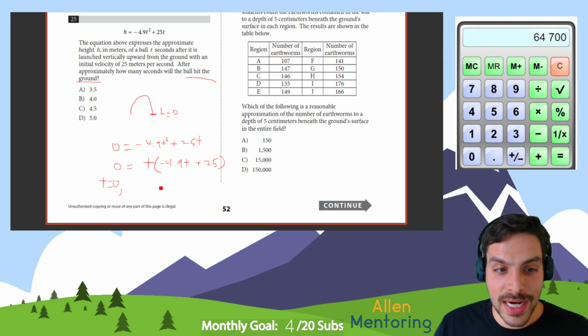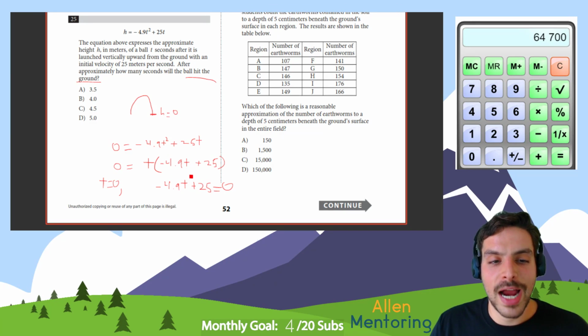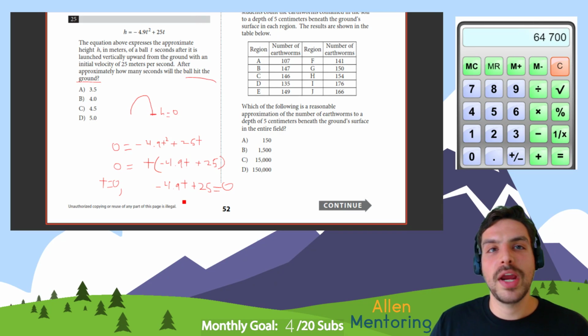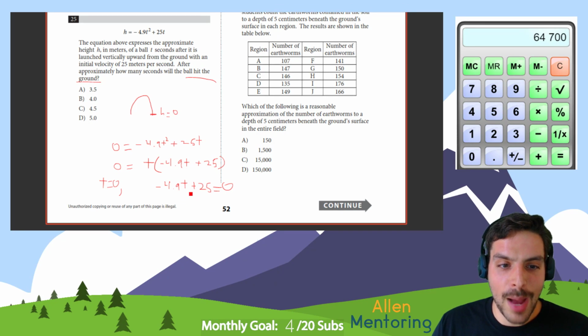Okay, so our second equation we figure out by setting negative 4.9t plus 25 equal to 0. All right, if this parentheses is equal to 0, then our entire equation will be equal to 0. So you should be able to solve this. Just like any other equation, we want to do the opposite to both sides. So what's the opposite of adding 25? We want to subtract 25 on both sides.